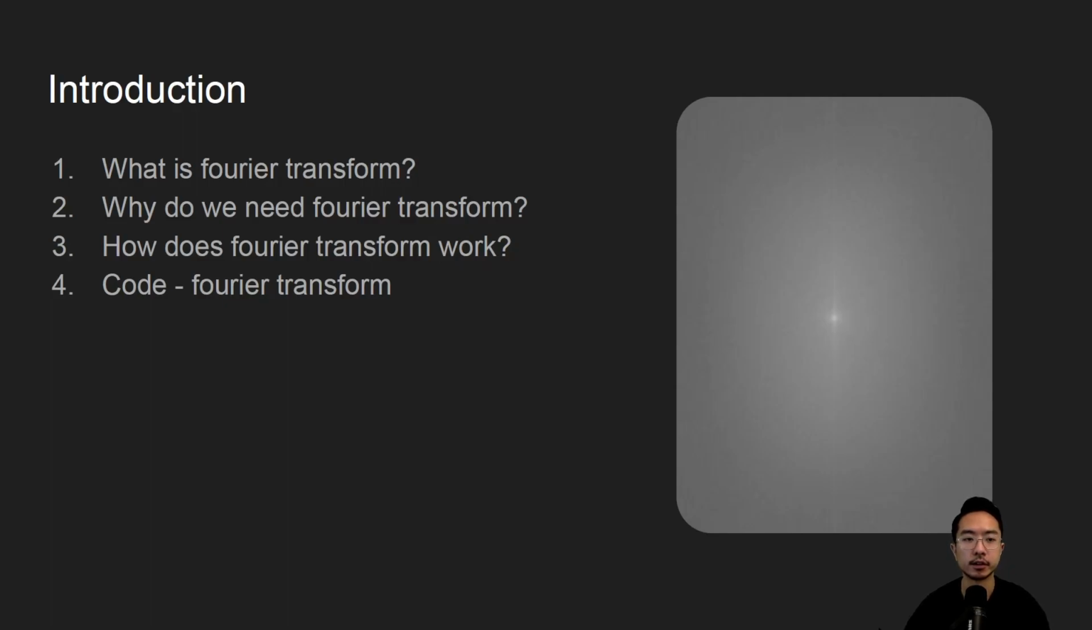All right, so in this video, we're going to talk about the Fourier transform in OpenCV using Python. We'll start off by saying, what is the Fourier transform? Why do we need it? How does it work? And jump straight into a coding example. At the end of this video, we will understand what this image here on the right means.